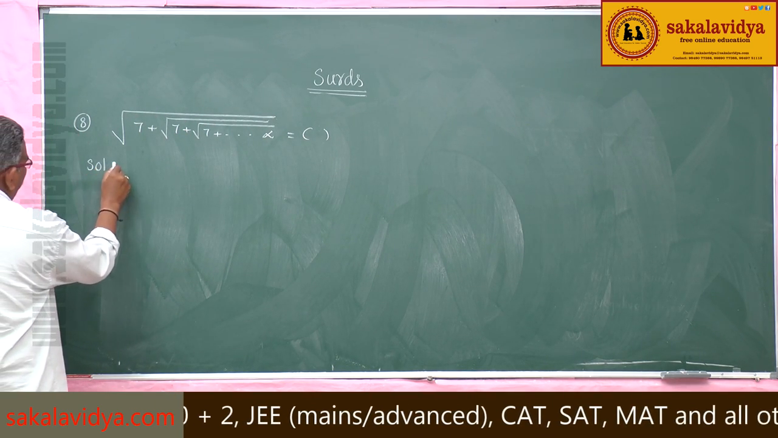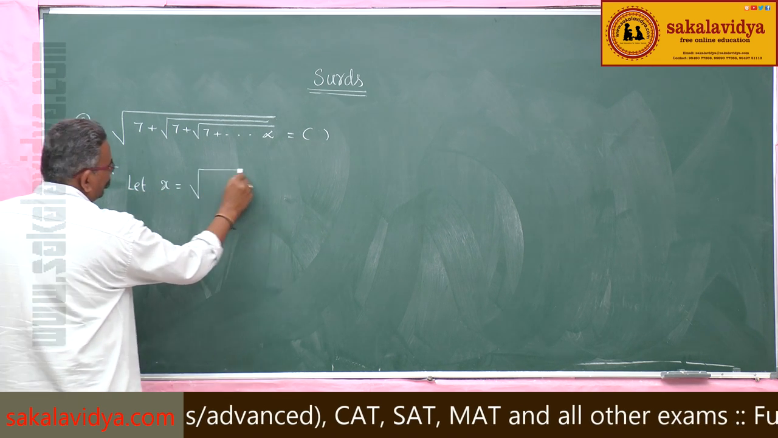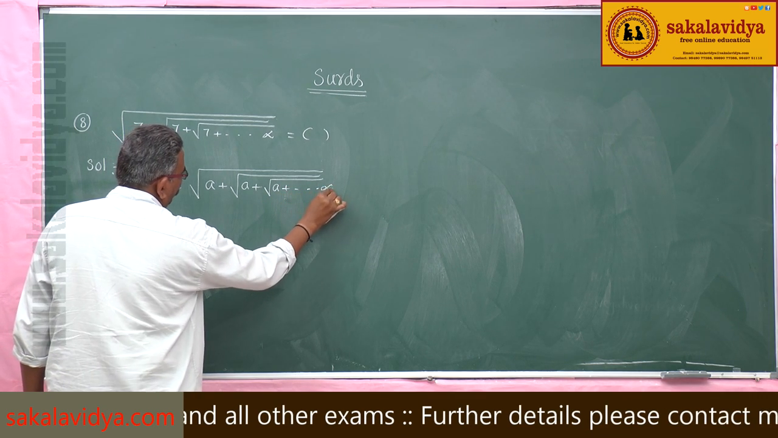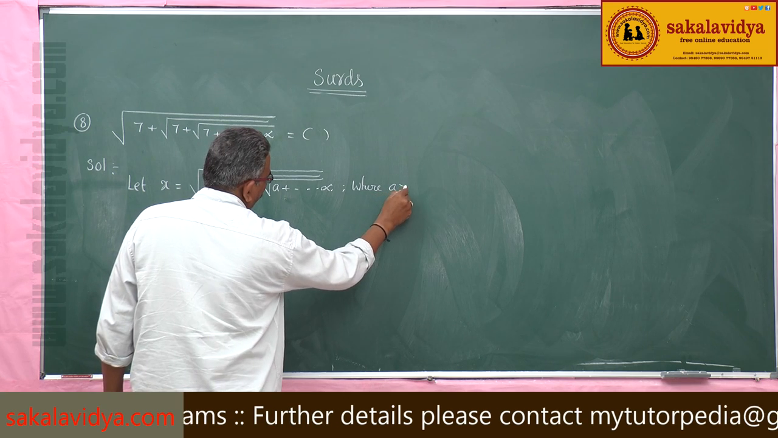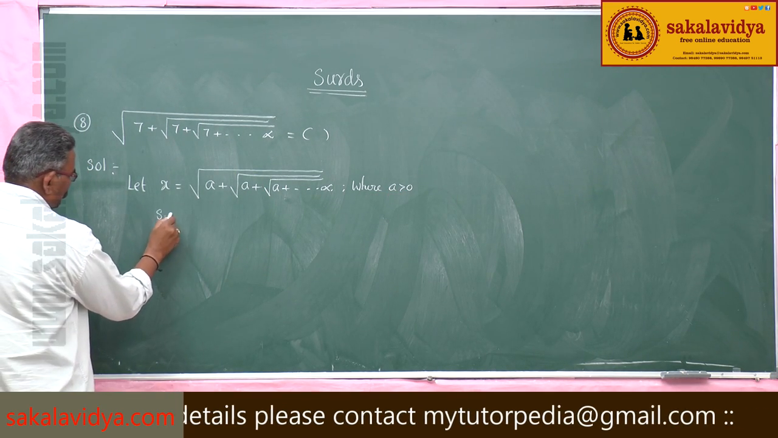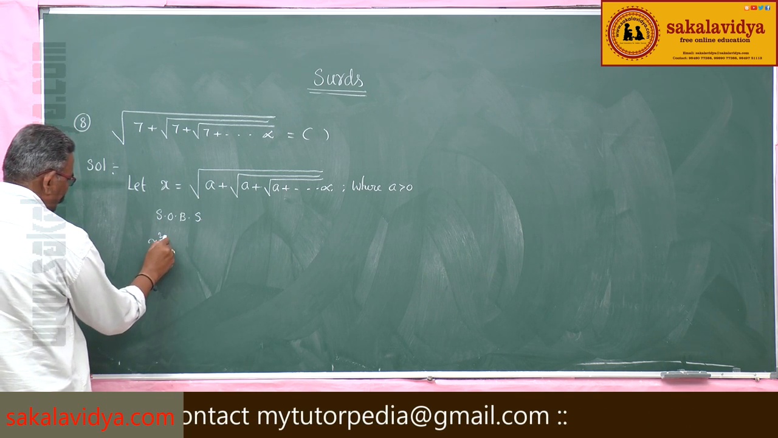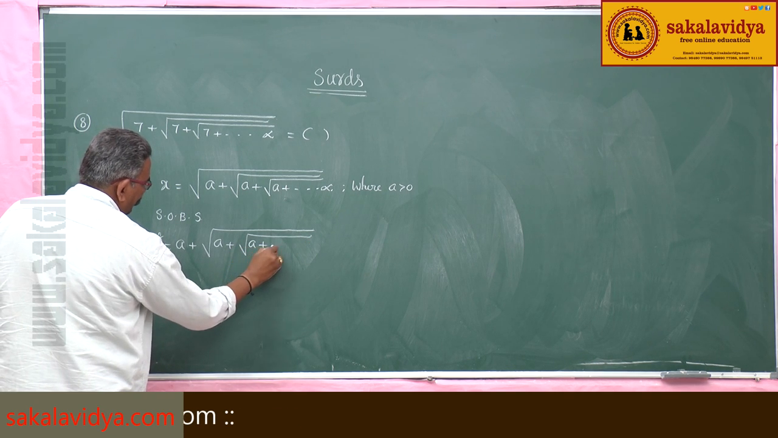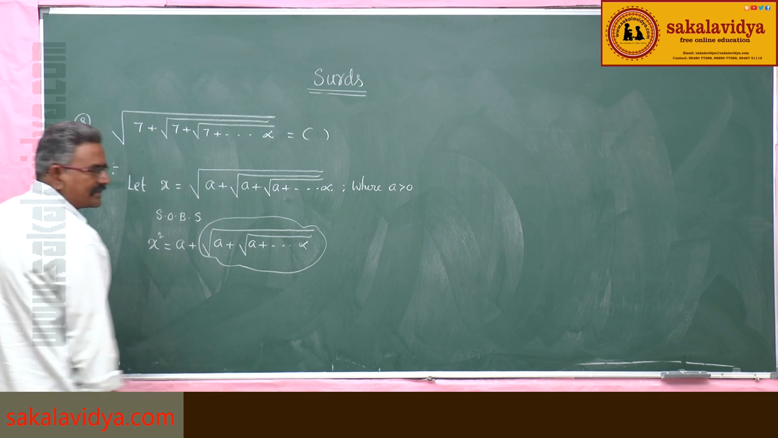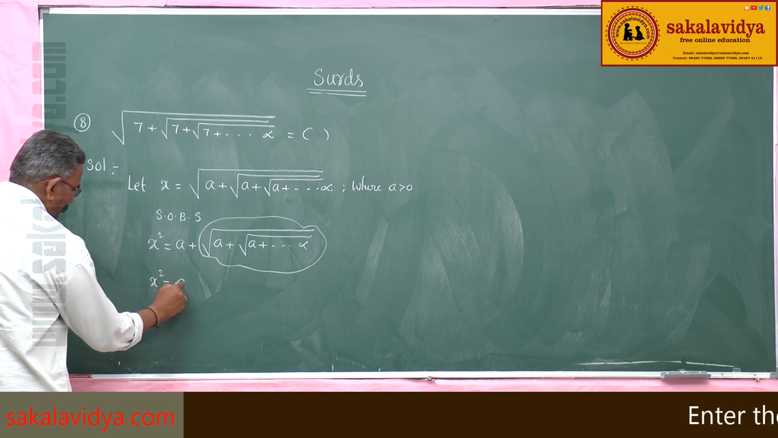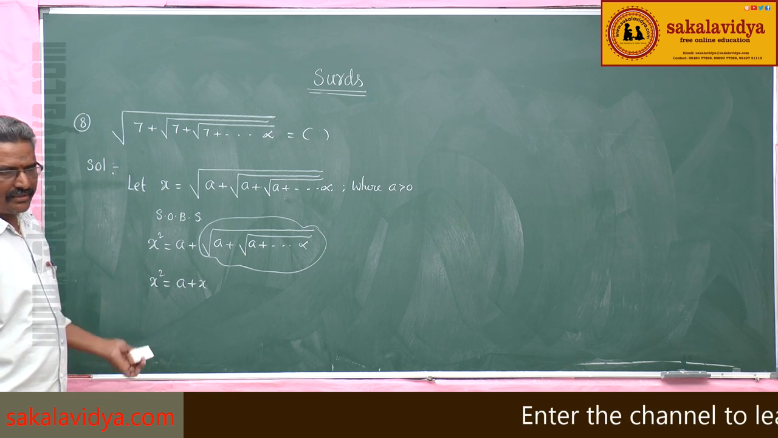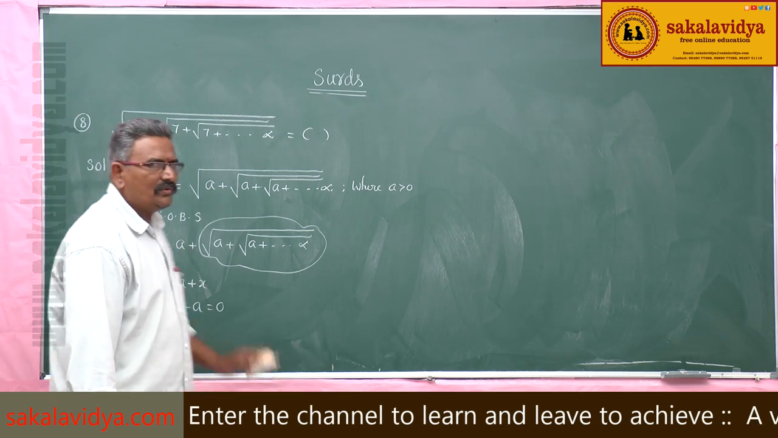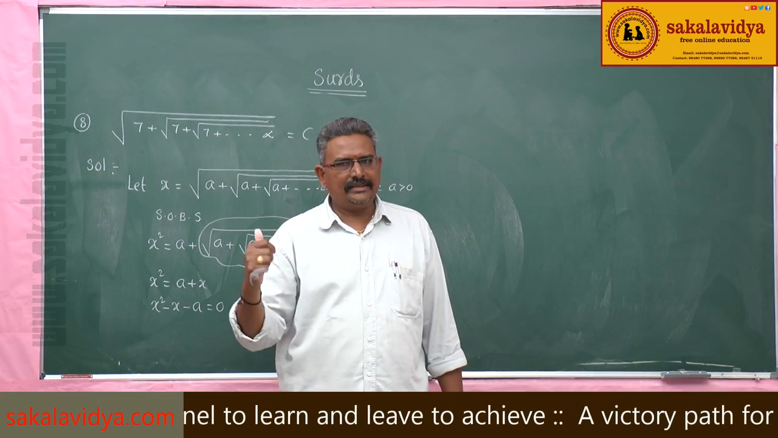Here let us say x is equal to root a plus root a plus root a dash dash infinity, where a greater than 0. Now, squaring on both sides, we get x square is equal to a plus square root of a plus square root of a dash dash infinity. We know this is nothing but x. So this can be written x square is equal to a plus x. Bring a plus x this side. So x square minus x minus a is equal to 0. Now this is a quadratic equation in variable x. Let us find out the x value.